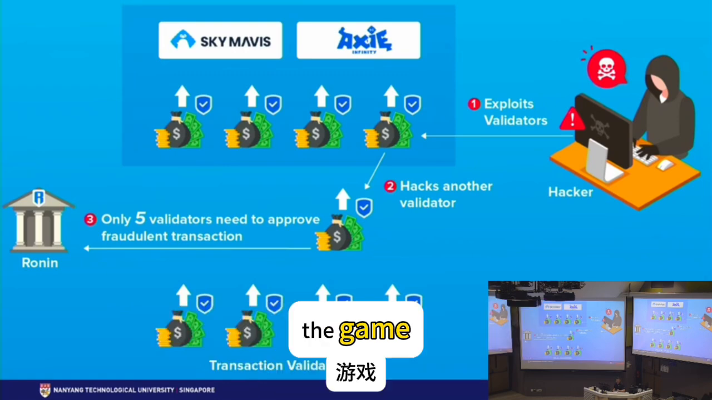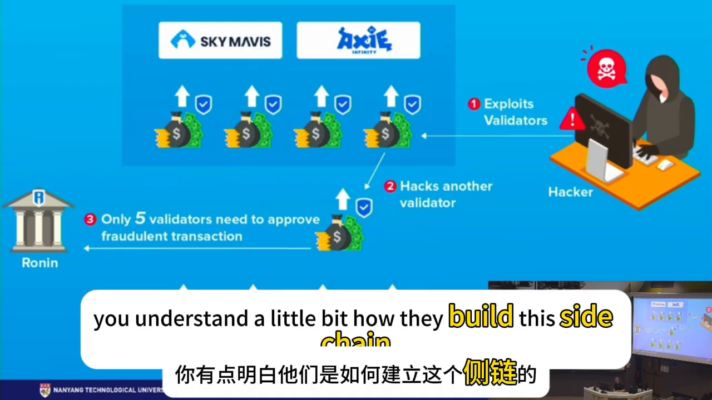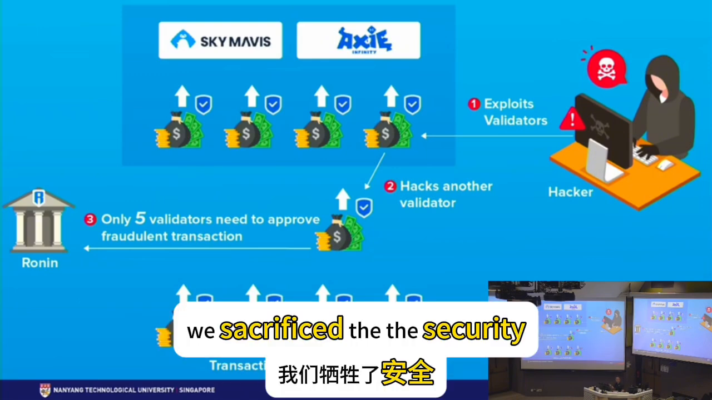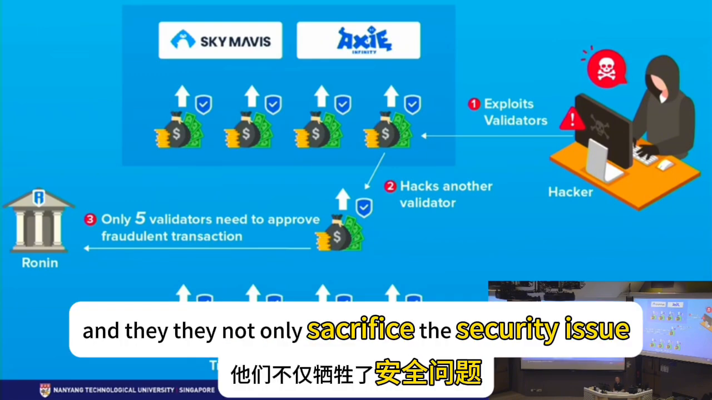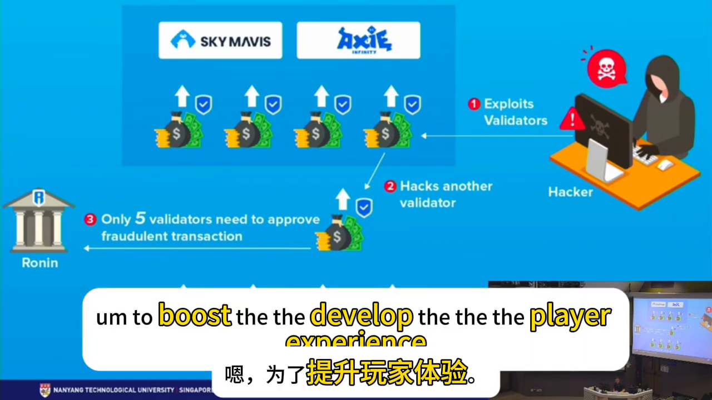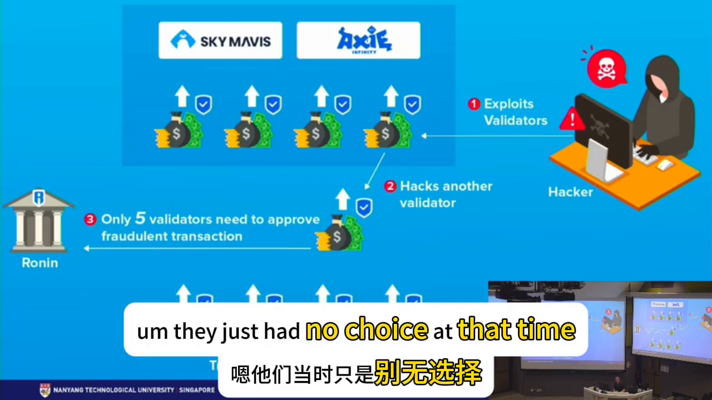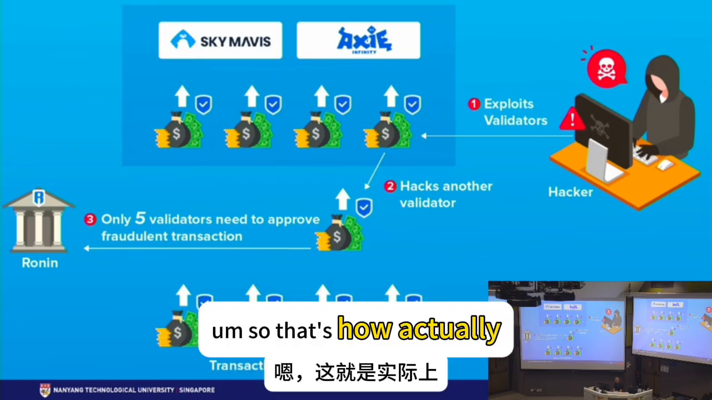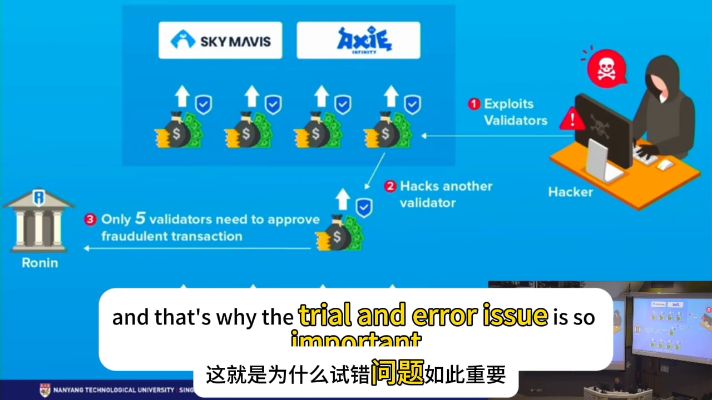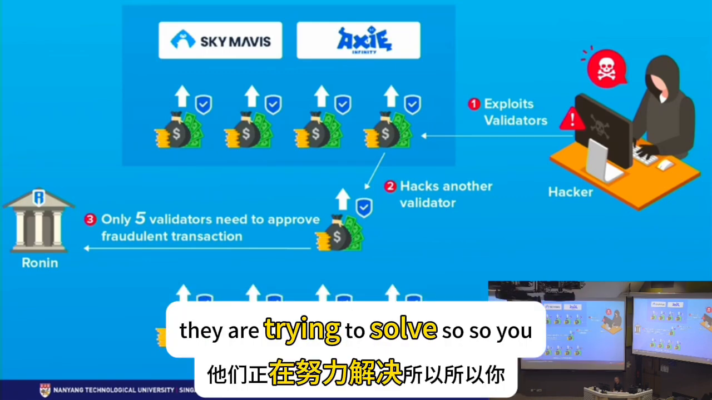Hopefully, by introducing you the game, you understand a little bit how they build this sidechain, and when they were facing the trilemma issue, they sacrificed the security, and not only the security, but also the decentralization, to boost the player experience. They just had no choice at that time. So that's how actually they got hacked. And that's why the trilemma issue is so important in the industry they are trying to solve.